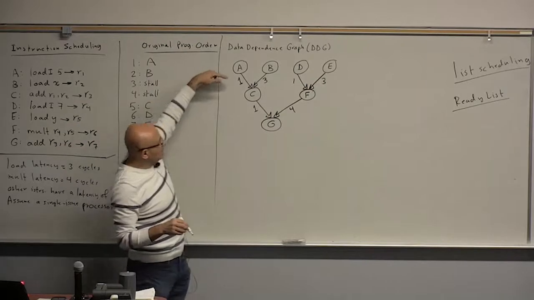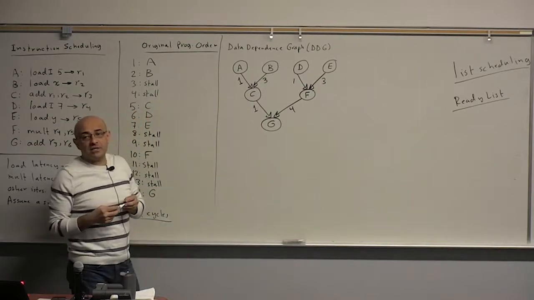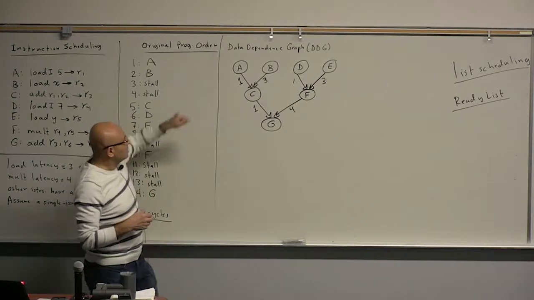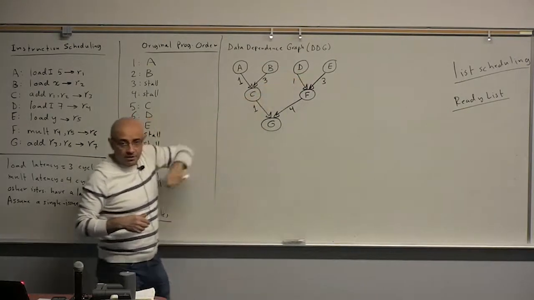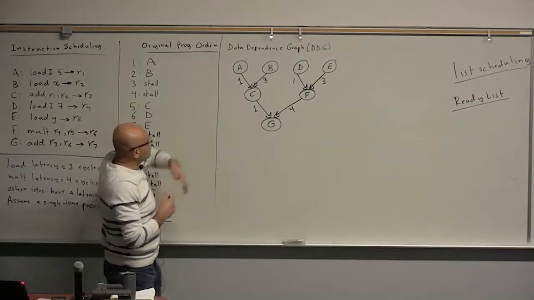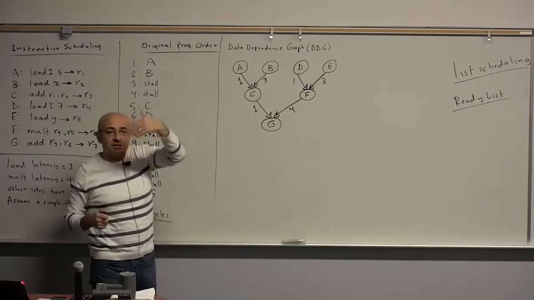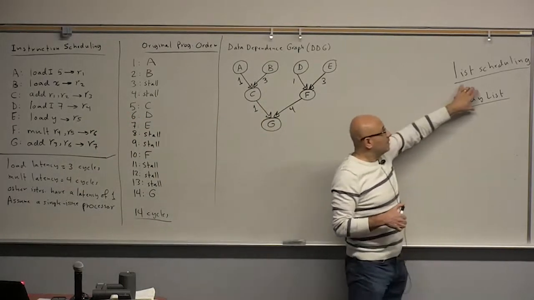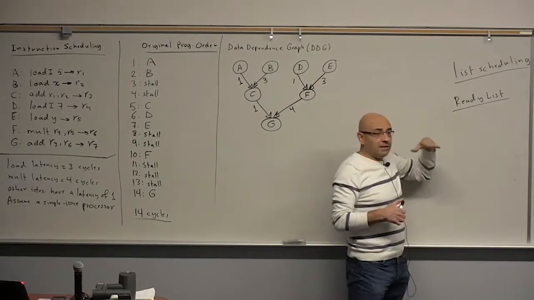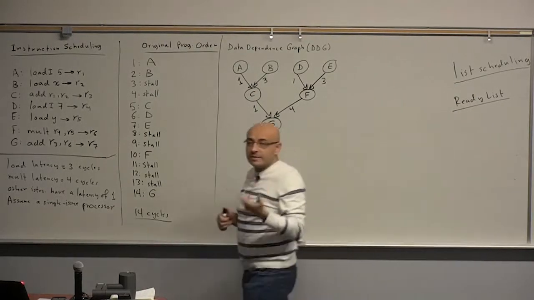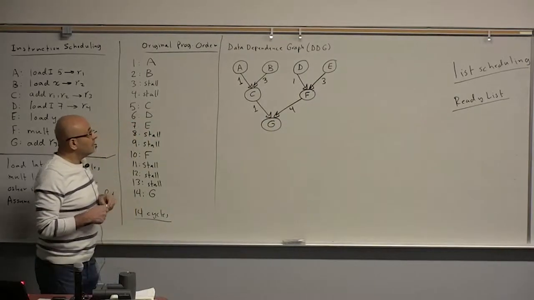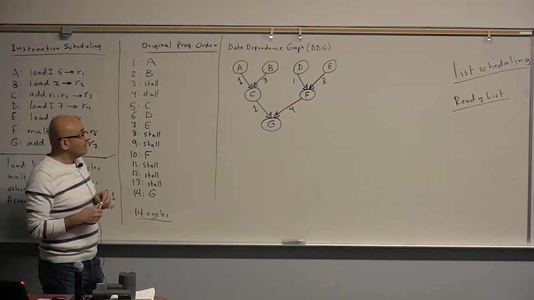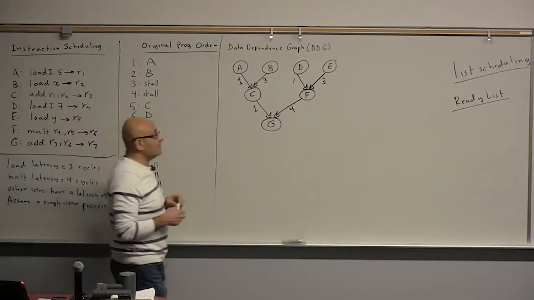So initially in this instruction stream, which instructions are initially ready? So these instructions here, because they are independent, they are initially ready. But then as we schedule instructions, more instructions will become ready. So the idea of list scheduling is to keep track of the ready list and to select one instruction from the ready list, to select the instruction that will hopefully minimize the number of cycles.